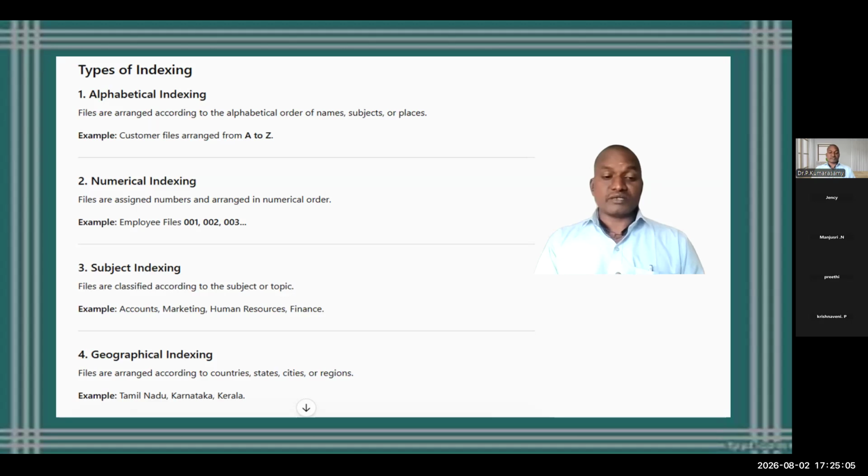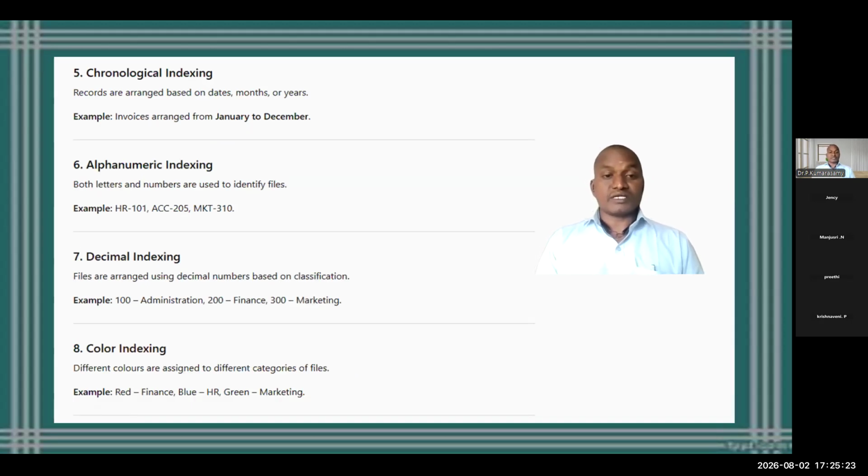Another one: files are indexed based on geographical areas. Files are maintained and indexed Tamil Nadu, Karnataka, Kerala, right? So indexing based on geographical areas. Then chronological indexing. Chronological indexing means what? January files are arranged in a separate place, indexed in a different way. Then February files, FEB 1, 2, 3, 4. March files, MAR 1, 2, 3, 4, 5, like that. April files, APL. That way, the invoices are arranged from January to December. Records are arranged based on the dates, months, and years. That is chronological indexing.